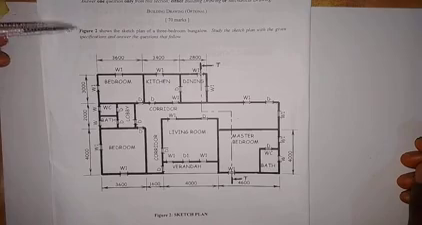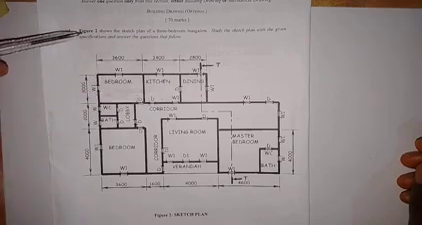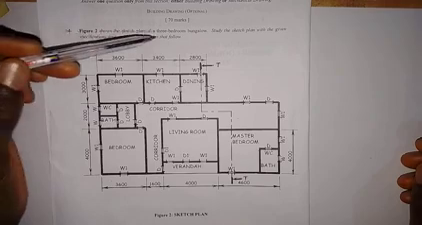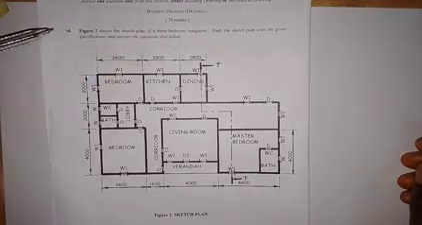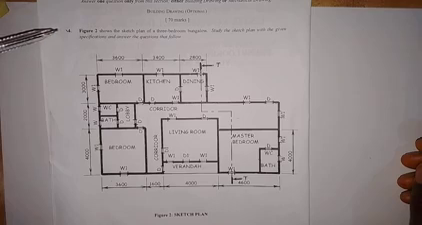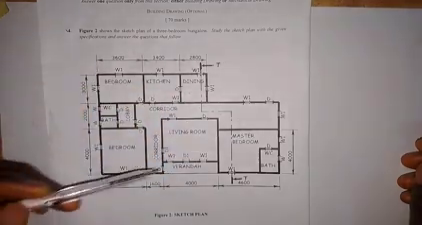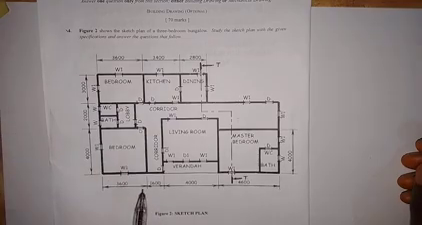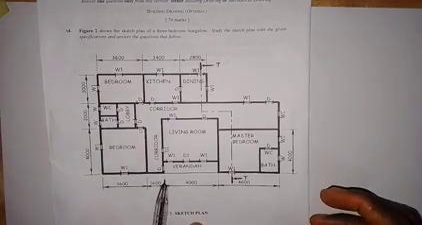As you can see on the screen, the instruction says that figure 2 shows the sketch plan of a 3-bedroom bungalow. Study the sketch plan with the given specifications and answer the questions that follow. So this is the sketch plan, as you can see here on the screen. It is even written here, sketch plan. Then the specifications are on this page.